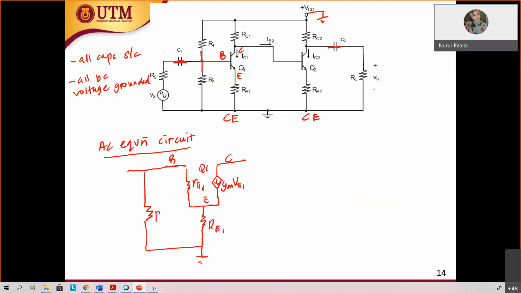Are you all bored already? Why do I do this? Because I need you to be familiar. If not, I will just leave you to do it yourself, which I know you won't do later. So let's do it together. At the base you also have RS and VS.